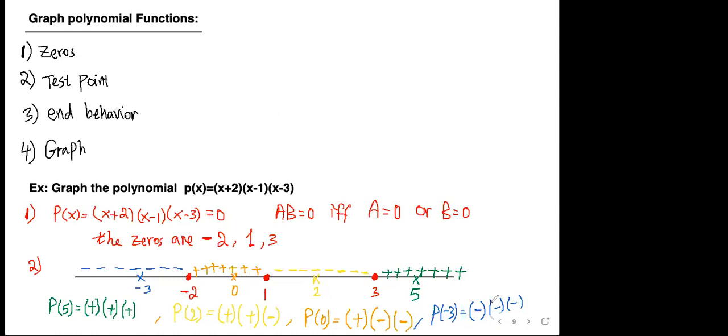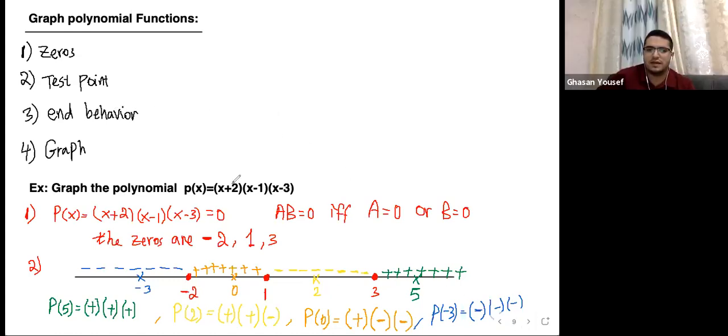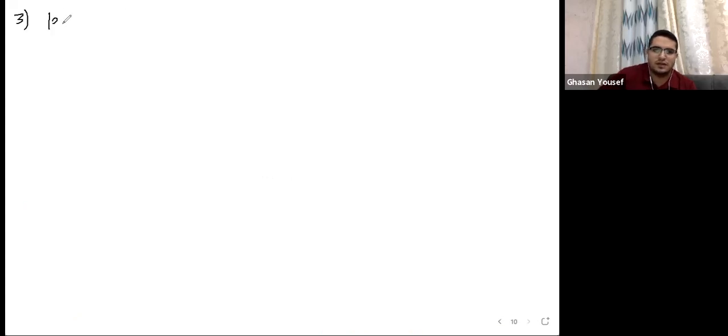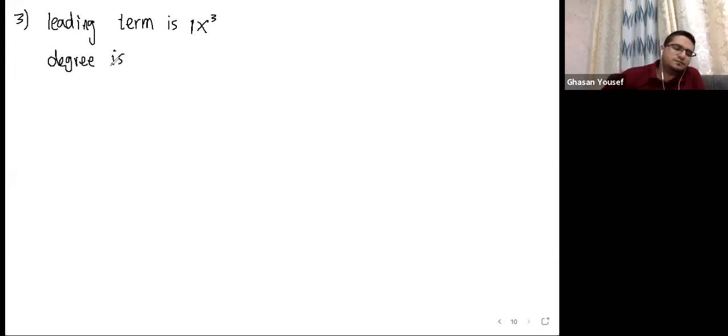Now the end behavior, we have to find the end behavior. So again, the leading term is x times this x times this x, so I get x cubed. So the leading term is x cubed, is 1 times x cubed. So my question is, what is the degree?